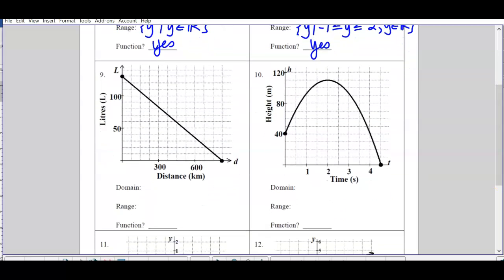Okay. Next one is representing an application. So the domain is D, it's continuous, so we have to use that D first. And then the smallest value is 0. And the biggest, we need to look at the scale. So 1, 2, 3, 4 for every 300. So 4 grid markings for every 300.